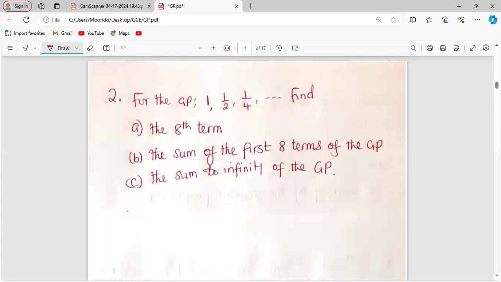Let's find the first term here, because to find the eighth term, you first of all need to find the common ratio, sorry. We need to find the common ratio. So to find the common ratio here, what are we required to do? Our common ratio is equal to the second term divided by the first term. Second term is 1/2 divided by the first term. Are we together?